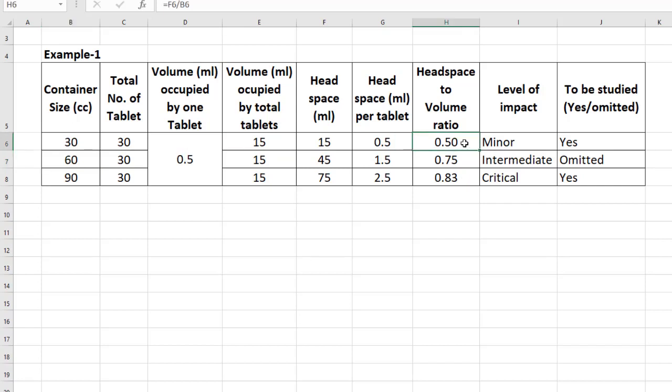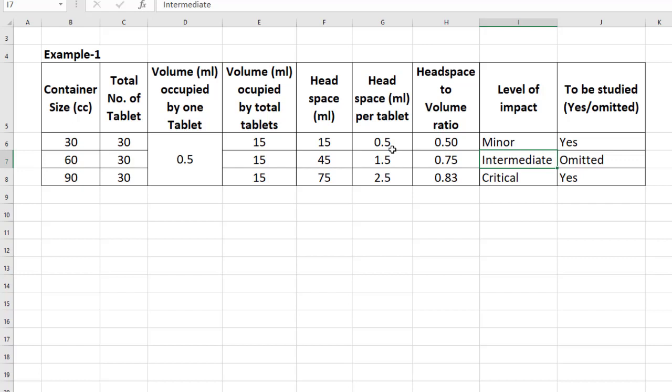The headspace available for 30 cc is how much? Look at here, it is 15 ml. And what is the entire volume of the container? Of course 30, right? So 15 by 30 becomes 0.50. Similarly, for the 60 cc container, the headspace available is how much? 45 ml. And what is the container size? It is 60 ml. So 45 by 60 gives 0.75. And again for the 90 cc container, the headspace available is 75, and if you calculate the headspace to volume ratio, it becomes 0.83. Again, 0.83 is critical, 0.50 is the minor, and 0.75 is the intermediate.